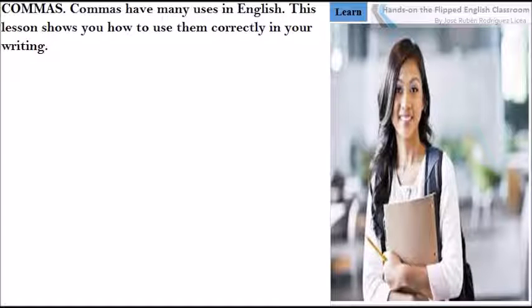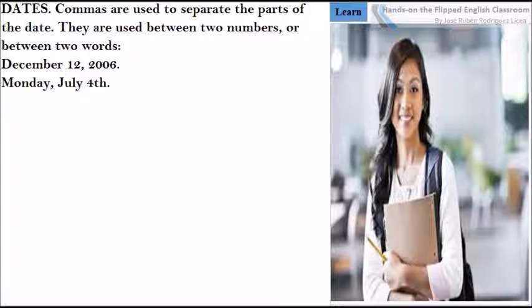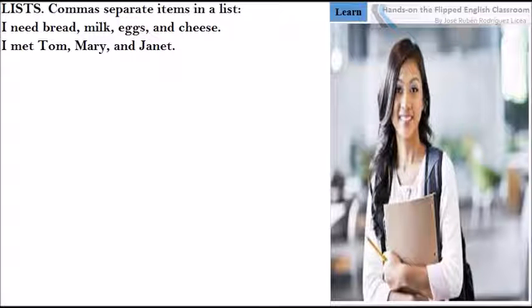Commas. Commas have many uses in English. This lesson shows you how to use them correctly in your writing. Dates. Commas are used to separate the parts of the date. They are used between 2 numbers, or between 2 words: December 12, 2006. Monday, July 4th. Lists. Commas separate items in a list. I need bread, milk, eggs, and cheese. I met Tom, Mary, and Janet.